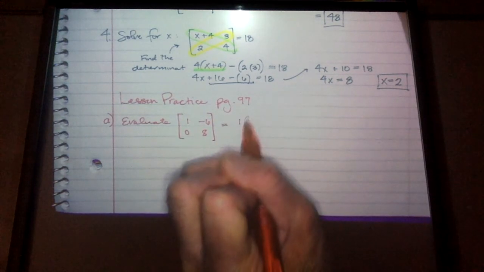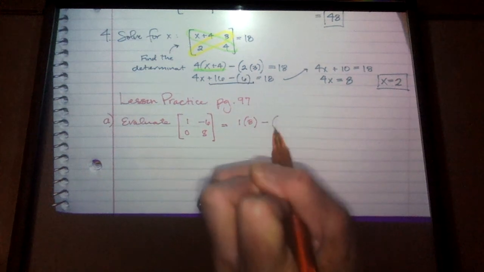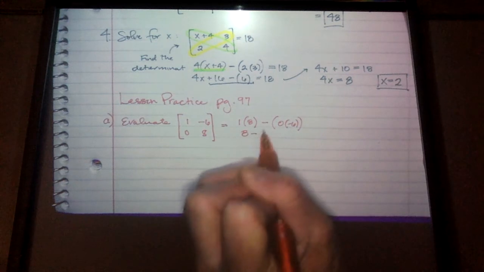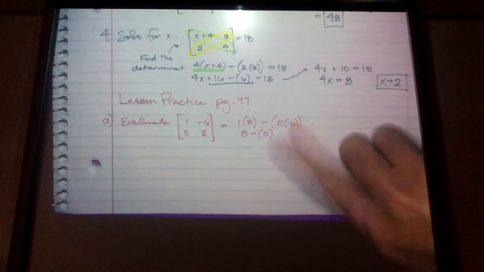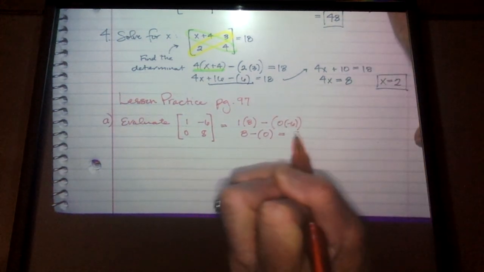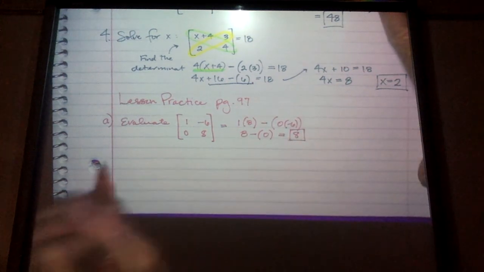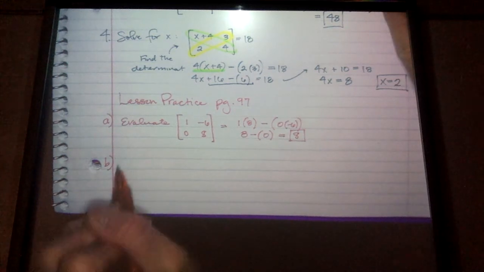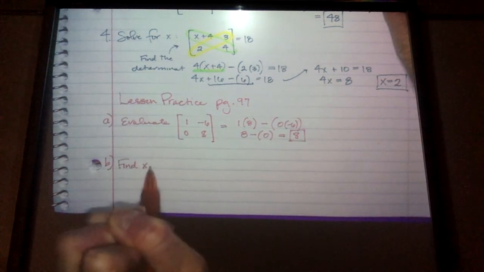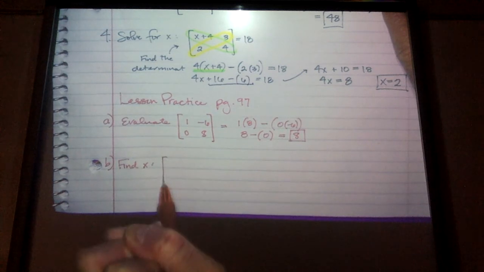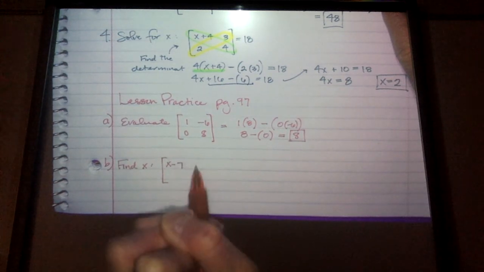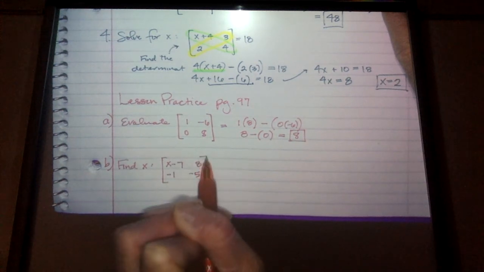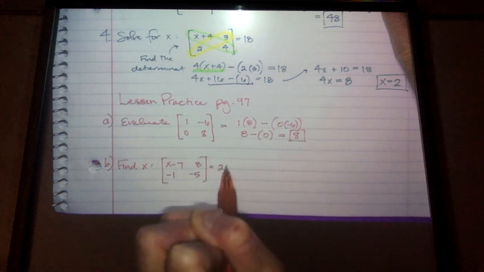Okay, so pause the video, try it yourself, and then check with me. So 1 times 8 minus 0 times -6 equals 8 minus 0, right? 0 times -6 is 0. So I got an answer of 8. Part B says to find x. So it says, first row, x minus 7, 8. Next row is -1, -5, equals 23.